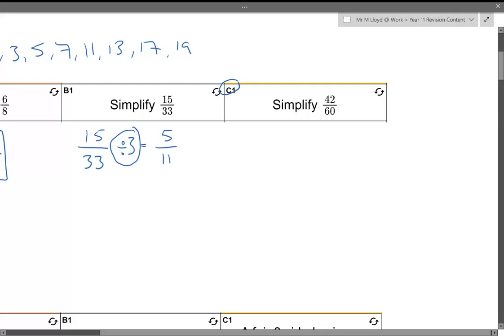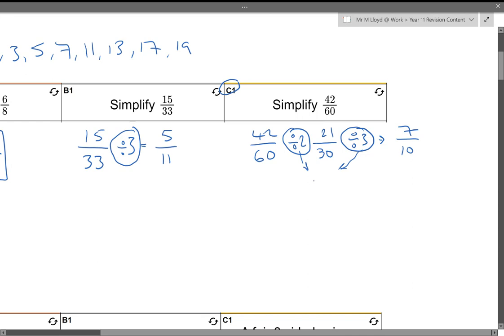Okay, C1, 42 and 60. Now 42 and 60 will both divide by 2. So let's do that. That gives me 21 over 30. Now, I can also divide these by 3. That was Poppy, if you heard her, having a little whinge, bless her. 21 divided by 3 is 7, and 30 divided by 3 is 10. And we've got there.